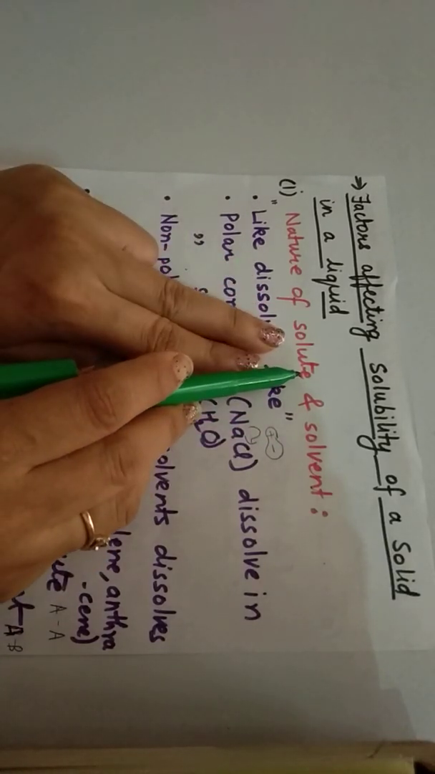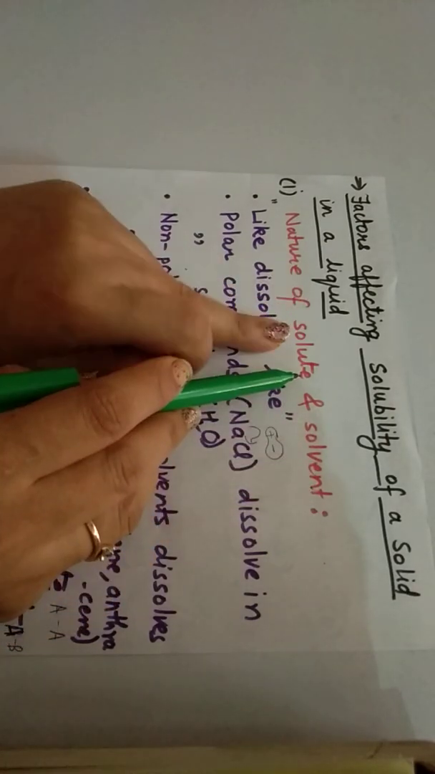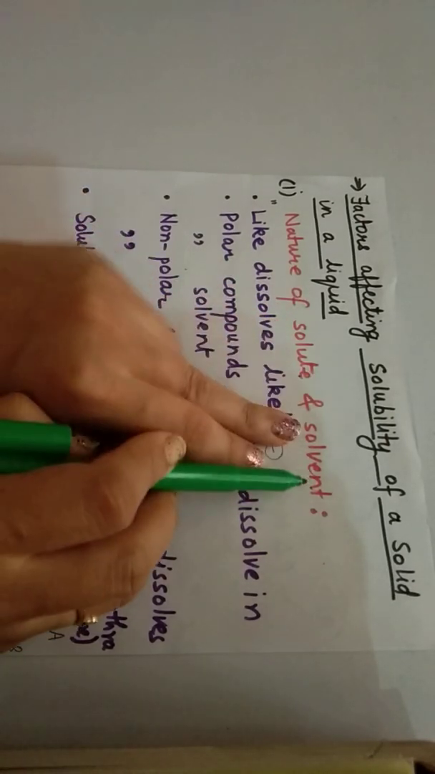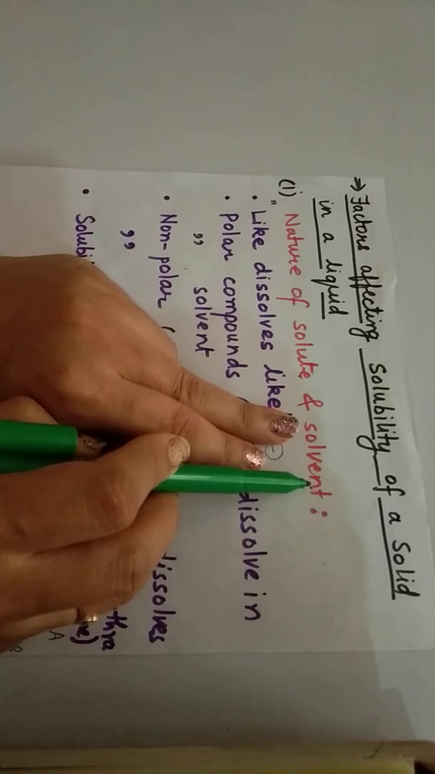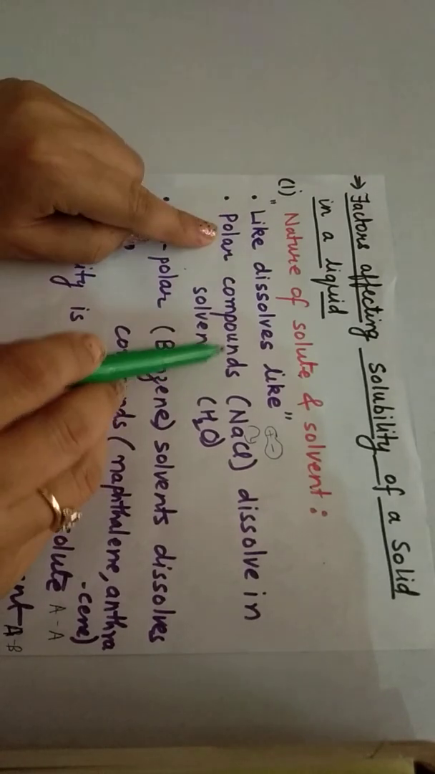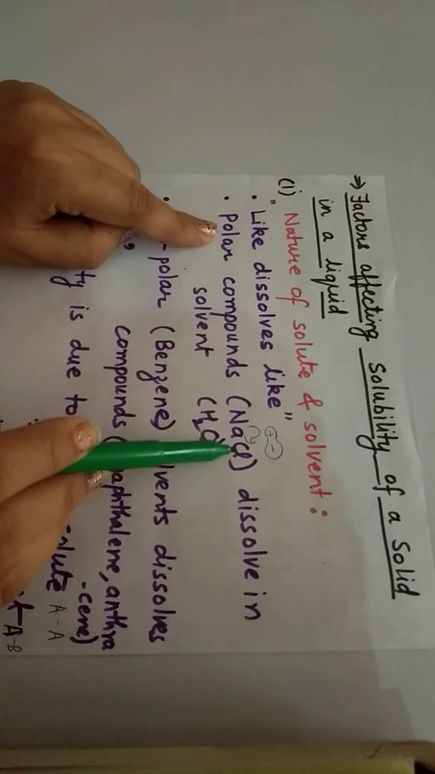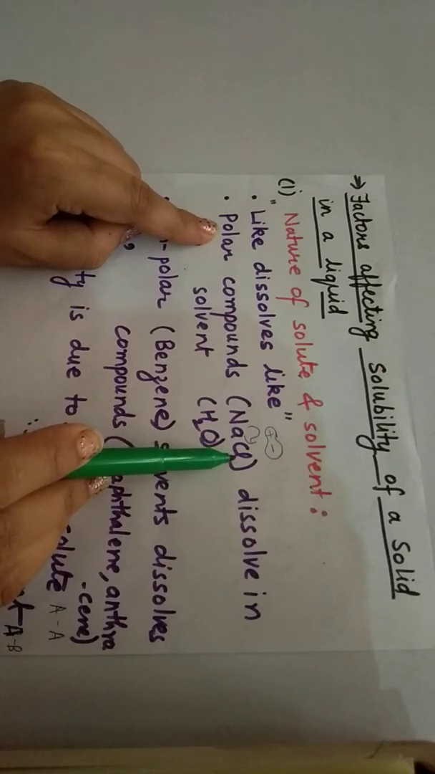If the solute is polar, then it will dissolve in polar solvent. If the solute is non-polar, then it will dissolve in non-polar solvent. Nature of solute and solvent should be same. Like you can see the example, if NaCl is a solute, it is polar.